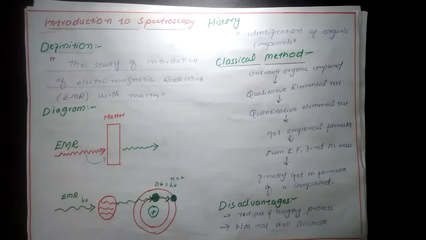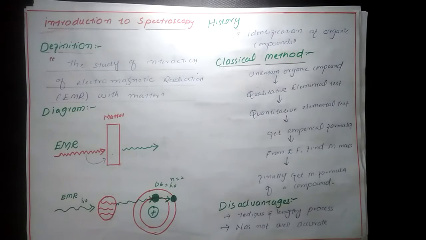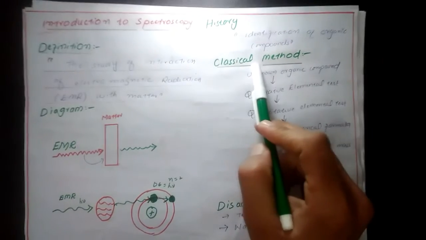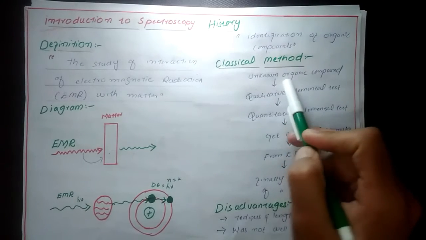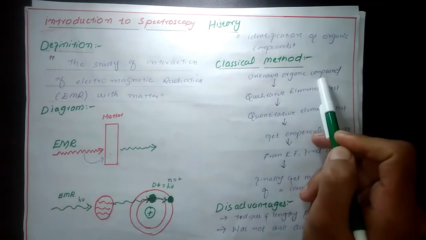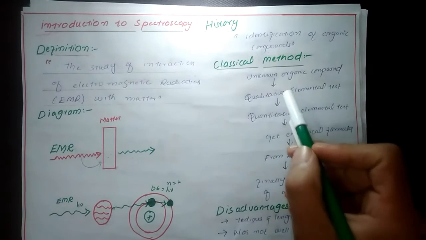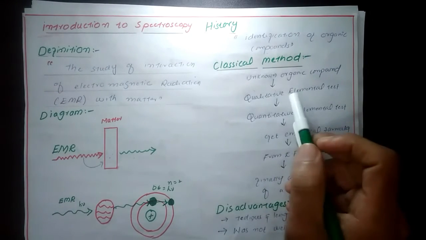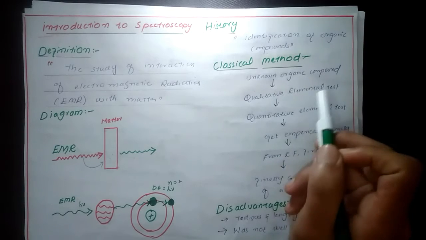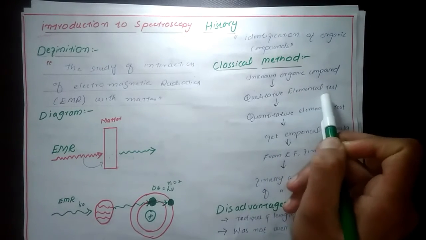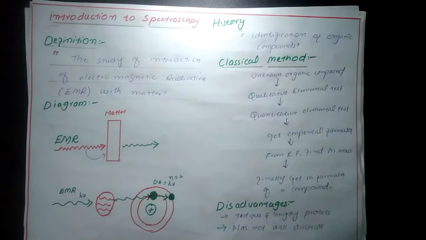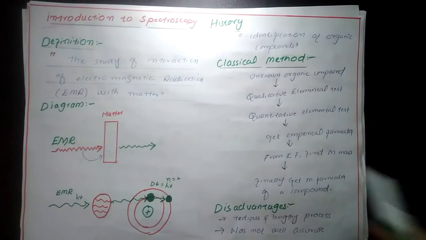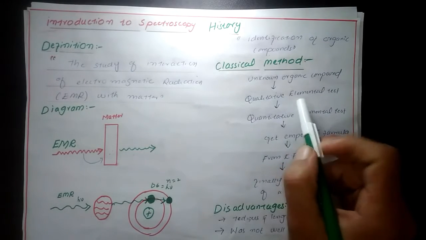It's used for the identification of organic compounds. Before the discovery of spectroscopy, was there any other method used for identification of organic compounds? The answer is yes. There were classical methods. Here we would take an unknown organic compound, and the second thing we needed to do is to find what type of elements are there. In order to find that, we used to perform a test called the qualitative elemental test. This test just lets us know what type of elements are present in a compound, right?